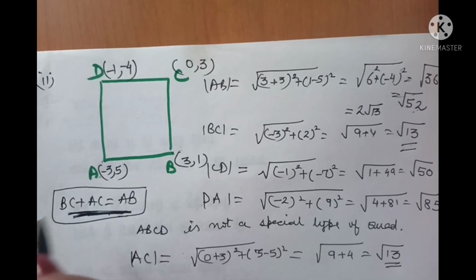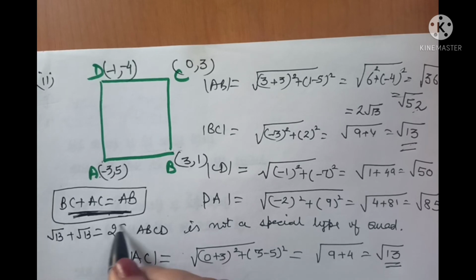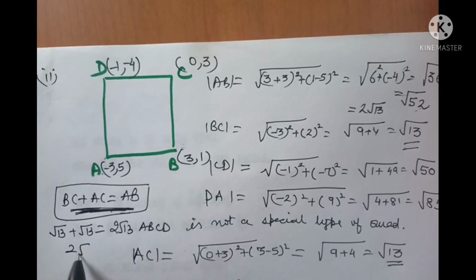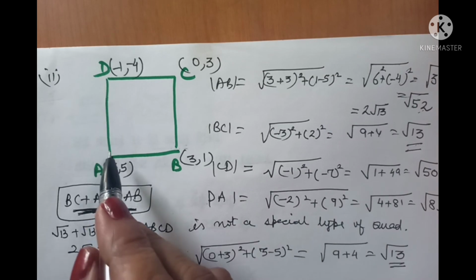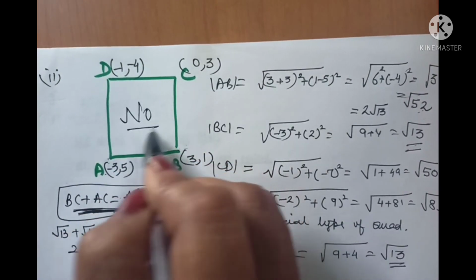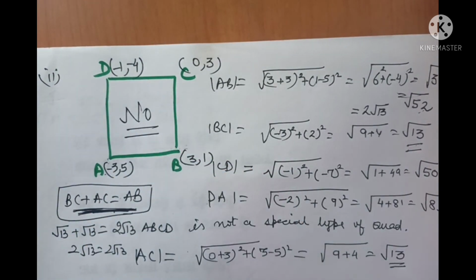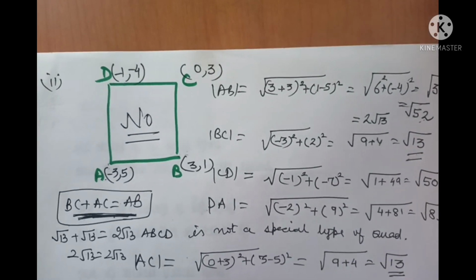Because what is BC? BC is root 13. AC is also root 13. And AB is 2 root 13. So, this is coming to be equal. And ABCD cannot form a quadrilateral. So, in the second part, we can say that no, ABCD is not framing a quadrilateral. I hope you understand this one.